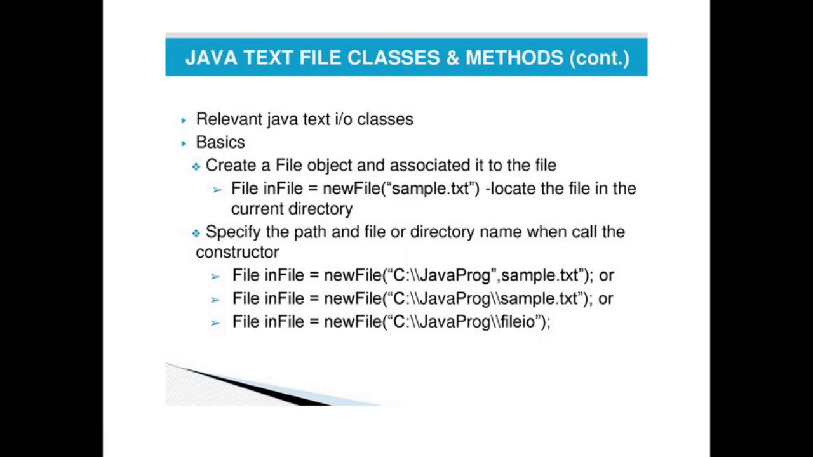If you need to specify an absolute path, we can also do that, like File inFile is equal to new File("C:\\Java\\program\\sample.txt"). So this has the full path on the hard drive, and so we can make an object of type File and it will point to a file resident on the disk.